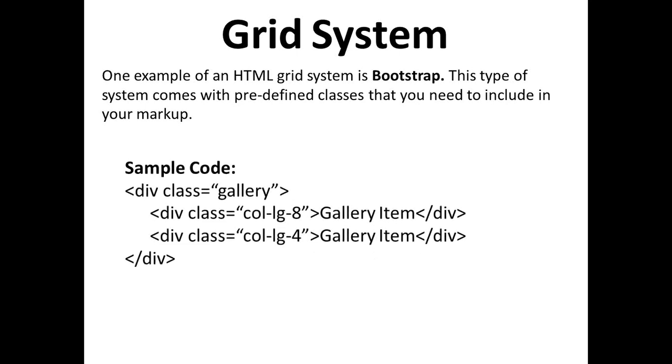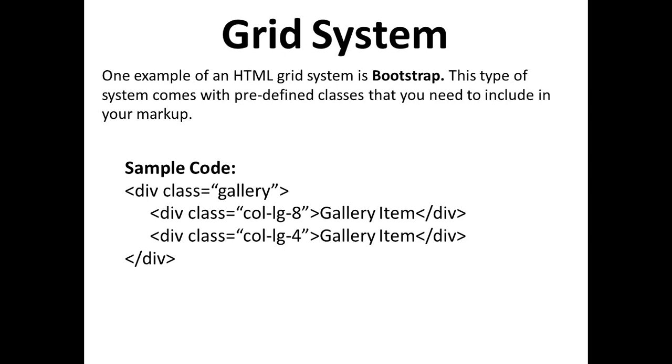For sample code in Bootstrap, you have something like this: div class gallery, then div class col-lg-8, where col means column and lg means large, and 8 means you will have an 8-large column in that one gallery div. And then you have div col-lg-4, meaning you have another column which has 4 large columns. Now, a grid system is always made up of 12 columns.